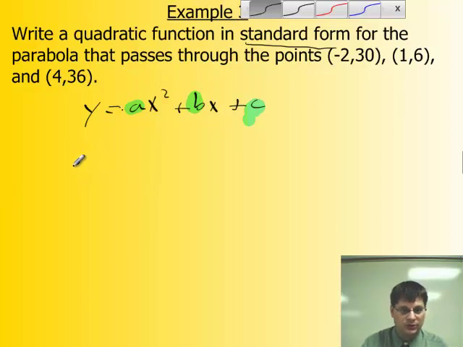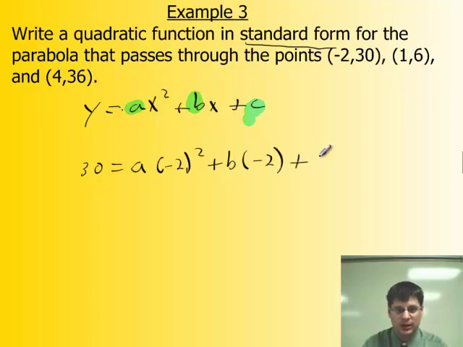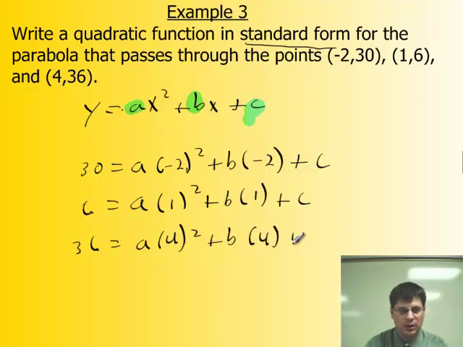So for the first equation, I'll have 30 equals a times -2 squared plus b times -2 plus c. The next equation is going to be 6 equals a times 1 squared plus b times 1 plus c. And then the last one, 36 equals a times 4 squared plus b times 4 plus c.